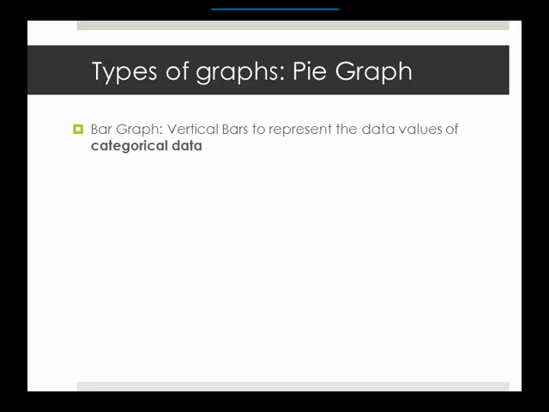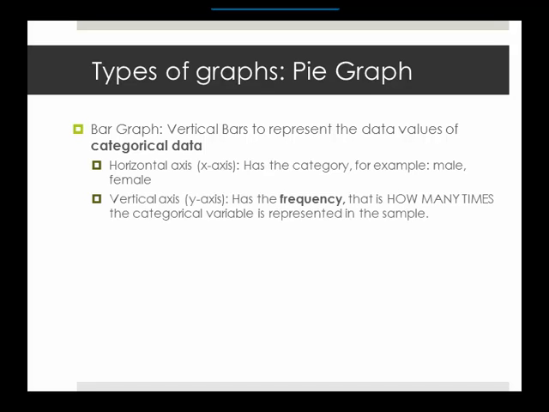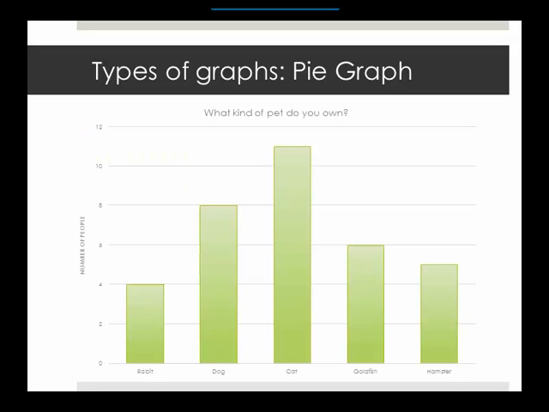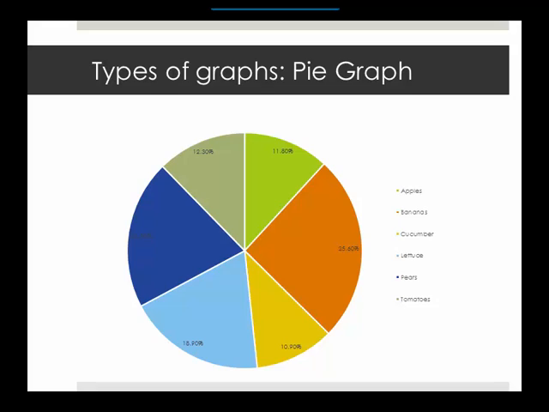A bar graph has vertical bars to represent the data values of categorical data. The horizontal axis or x-axis has the category, for example, male or female. The vertical axis or y-axis has the frequency, that is, how many times the categorical variable is represented in the sample. Here's an example of a bar graph. On the x-axis you have the categories of pets, and on the y-axis the number of people that own each type of pet. A pie chart could have further been used when you have categories and frequency.